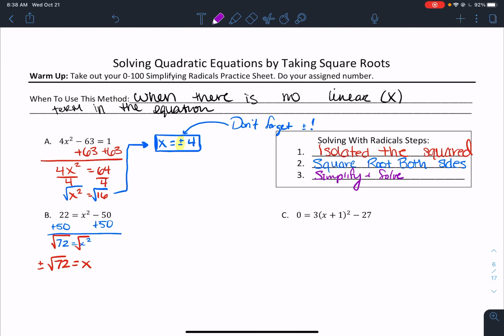Now, I need to simplify that square root of 72. 72 is 36 and 2. The square root of 36 is 6. So this is plus or minus 6 root 2 equals x.